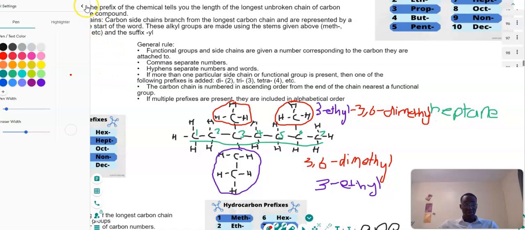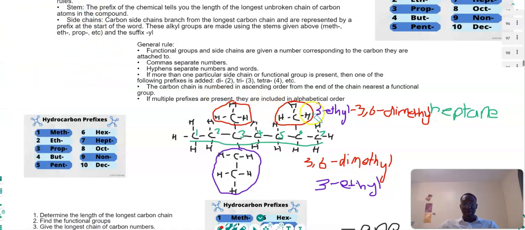Just got it to fit. So here you can see it's 3-ethyl-3,6-dimethylheptane, and that is how you name hydrocarbons.